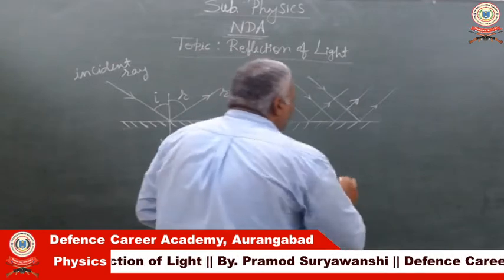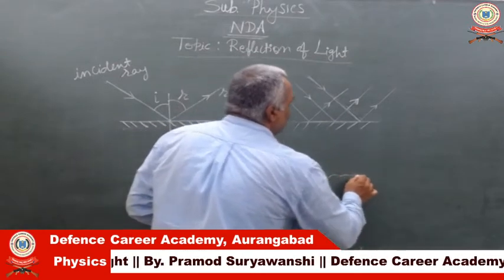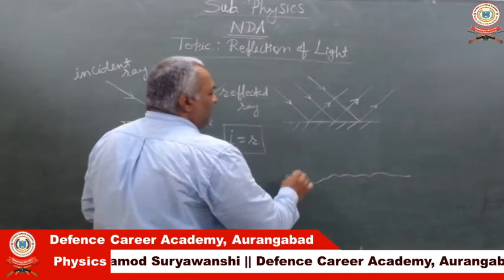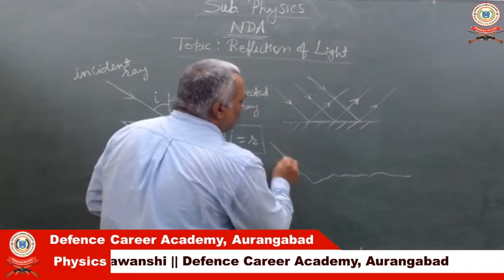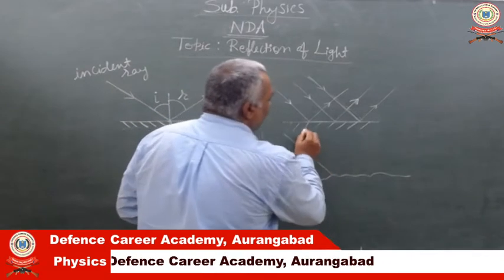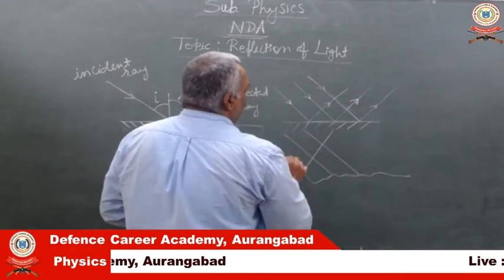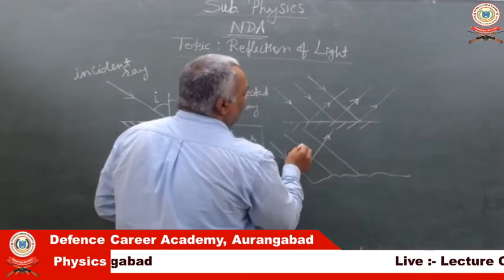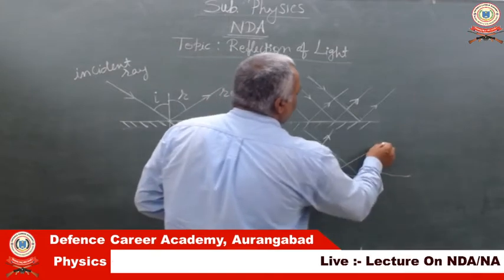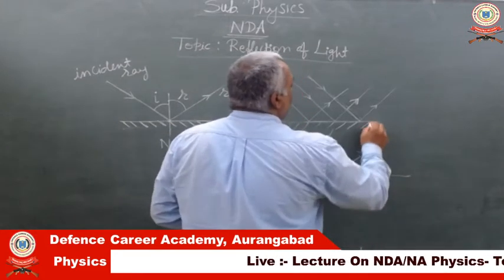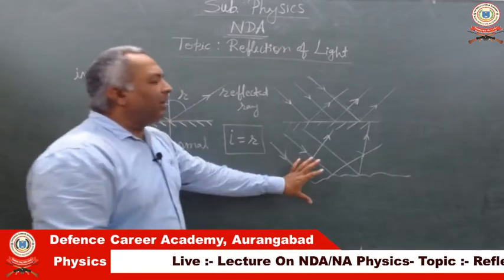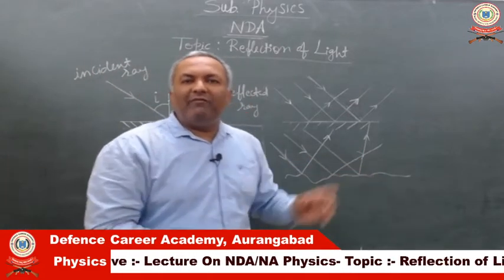This happens when the reflecting surface is perfectly plain, perfectly flat, with absolutely no irregularities on the surface. Instead, if we have an irregular surface like this, and parallel rays strike this surface, we will observe that the reflected rays go in very different directions. This ray might go here, this ray might go in this direction. This is called specular reflection.